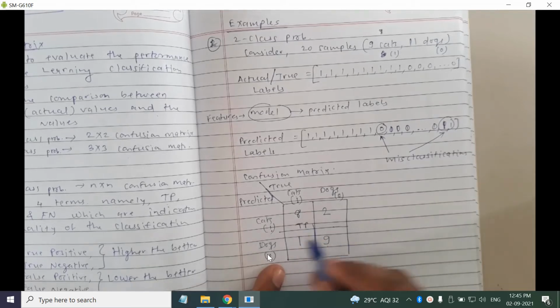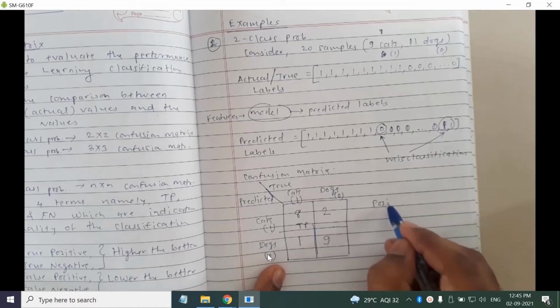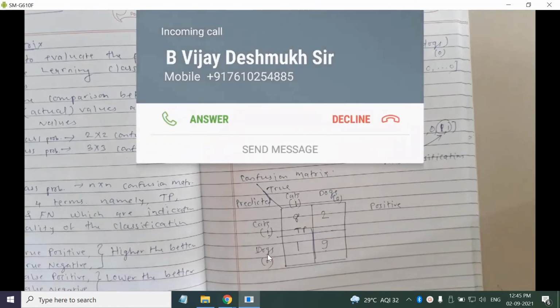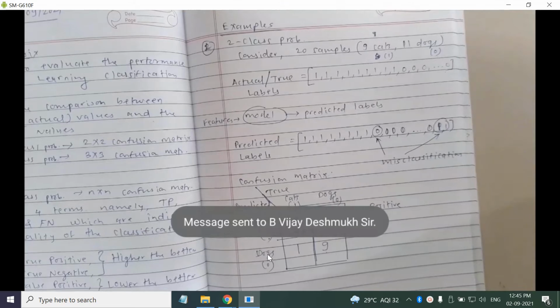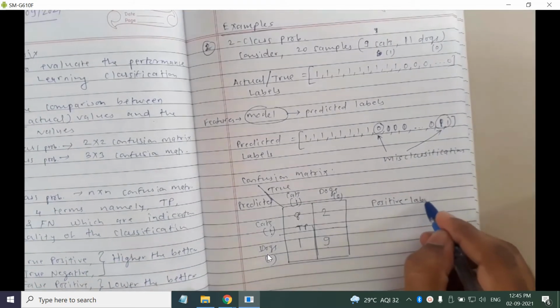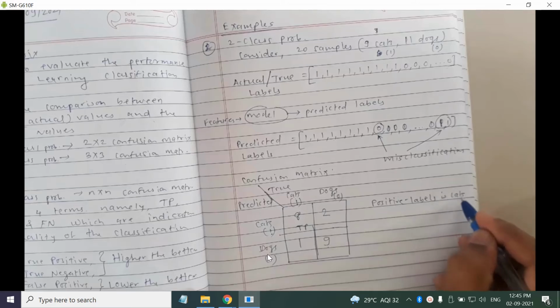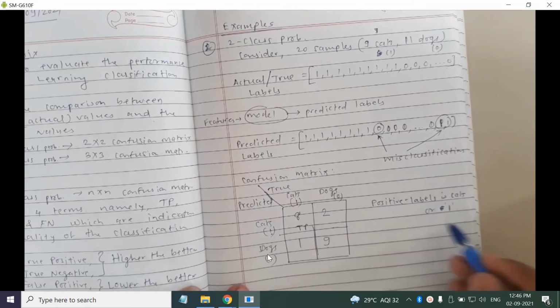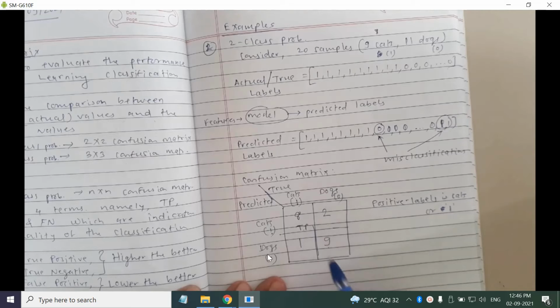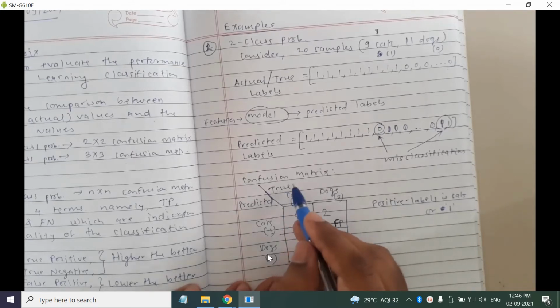So this is true positive, provided your positive label is cat, or sorry, 1. If your positive label is 1, then in that case this would be TP, this is TN. Along the row of TP you will get FP. Remember this, along the row of TP you will get FP and this is FN, provided your setup is like this.